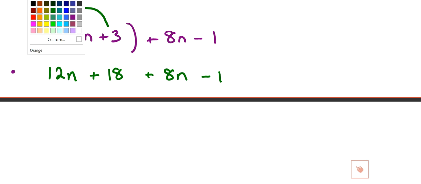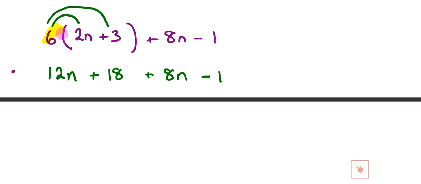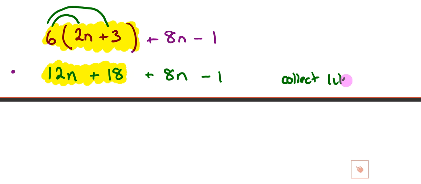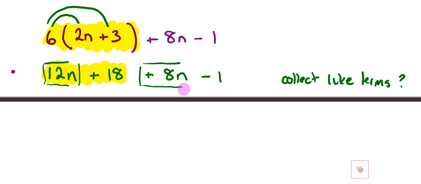So just to make it clear, I don't know whether you've got highlighters or anything, but this bit here has become that bit there. This bit's still the same. Now, the question is, can we collect like terms this time? Are there any like terms? Yes. 8 and 12. So we've got the 12n, and a plus 8n, and then we've also got an 18 and a 1.